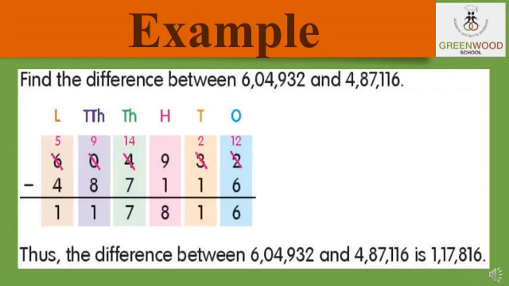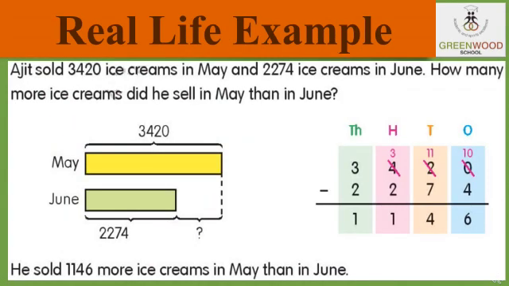Now step 5, subtract the 10,000. 9 minus 8, which is equal to 1. And the last step 6, subtract the lakh. Over here 5 minus 4, which is equal to 1. So our answer is 1,17,816. Let's see in real life example.